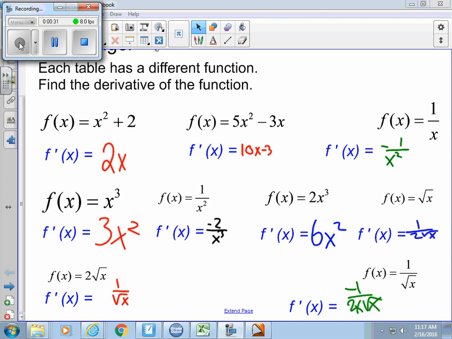Many terms. It's a x squared, x cubed. Good. Okay. So everyone agree that we are moving the power down in front, multiplying by the power, and reducing the power by 1? Everyone agree with that? Okay.